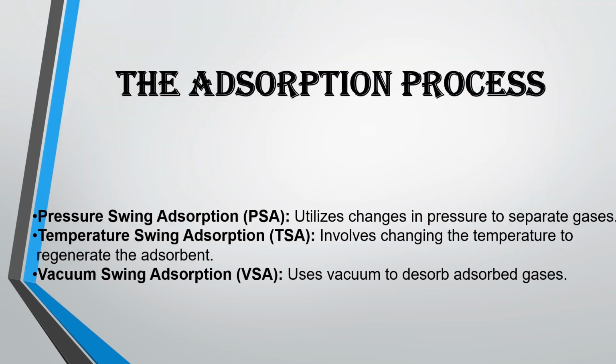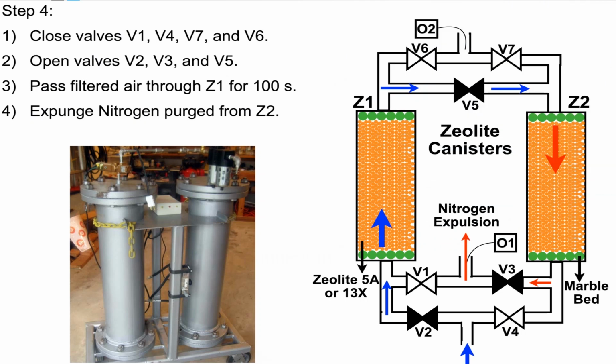The adsorption process. We have the pressure swing adsorption, the PSA, which utilizes changes in pressure to separate gases. We have the temperature swing adsorption, which involves changing the temperature to regenerate the adsorbent. We have the vacuum swing adsorption, which uses vacuum to desorb gases. So this is a picture of the pressure adsorption technology.